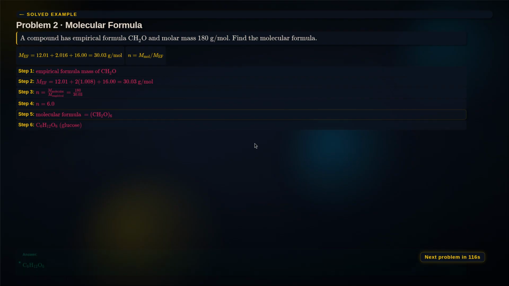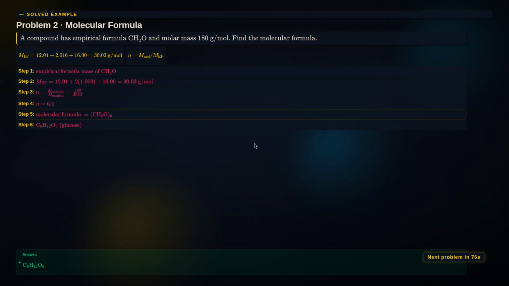Problem 2. Finding the molecular formula. A compound has the empirical formula CH2O and a molar mass of 180 grams per mole. Find the molecular formula. Step 1. Calculate the empirical formula mass. The empirical formula mass of CH2O is 12.01 plus 2.016 plus 16.00, which equals 30.03 grams per mole. Step 2. Divide the molecular mass by the empirical formula mass. 180 divided by 30.03 equals 6.